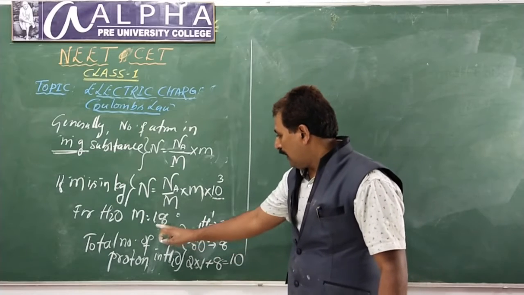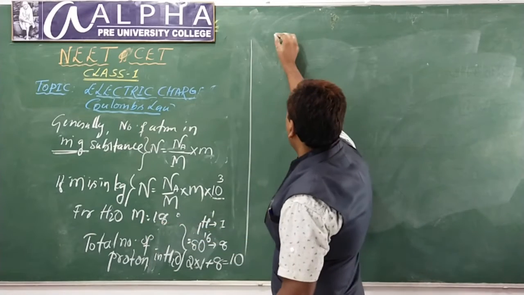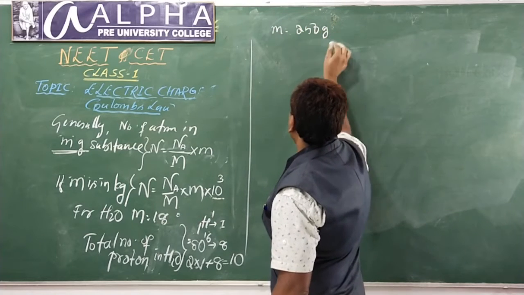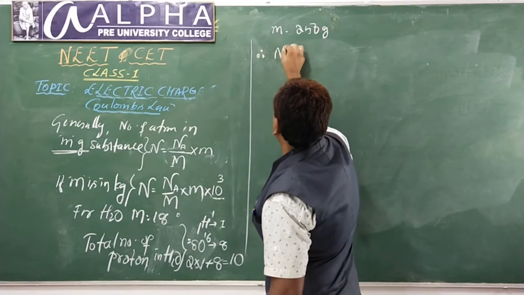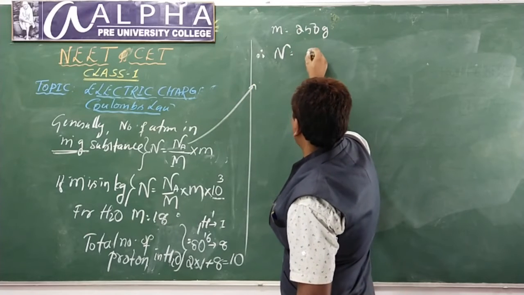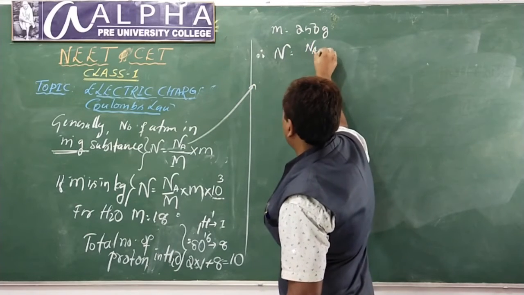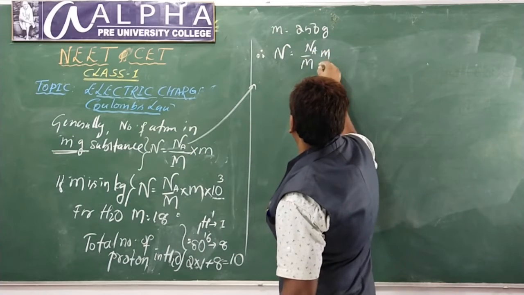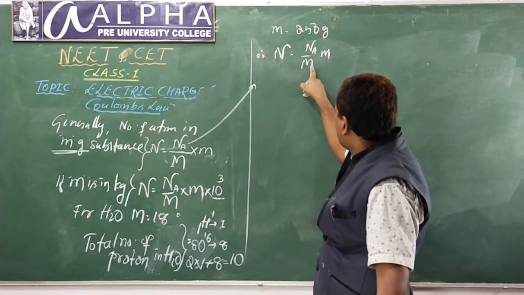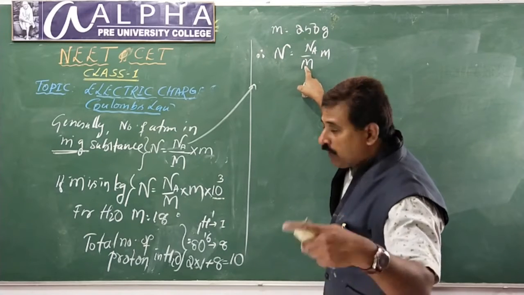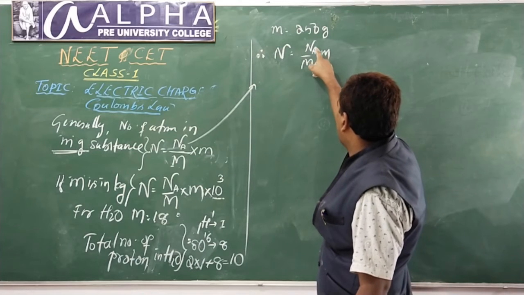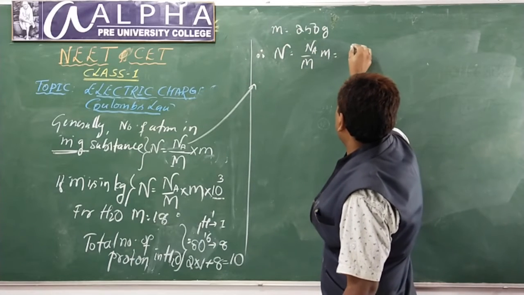And total atomic mass 18. And what is the mass of water taken? 250 gram. Therefore, what is the number of atoms N? Number of atoms N in the substance of 250 gram is Na divided by M into small m. Just get it by heart. This is the number of atoms in m gram. What is M? Atomic mass of water. Na is the Avogadro number, m is the given mass.